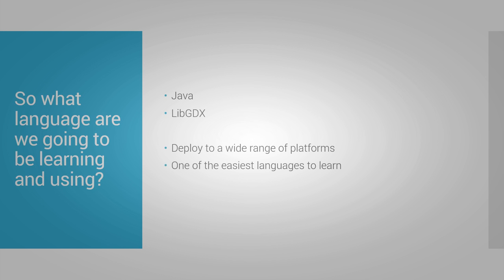The language we're going to be learning and using throughout the series is indeed Java, and along with Java we'll be using a library called LibGDX. We'll dive into LibGDX later on, so you don't have to worry about that. But we're going to be using a language called Java, and there's two big reasons why. The first one is so we can deploy to a wide range of platforms, and the second one is that it's one of the easiest languages to learn.